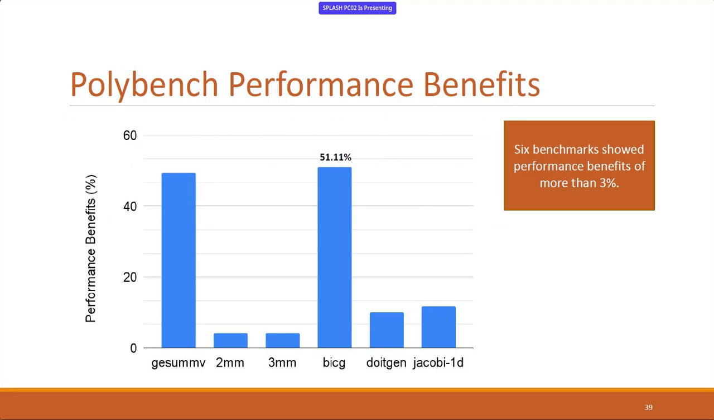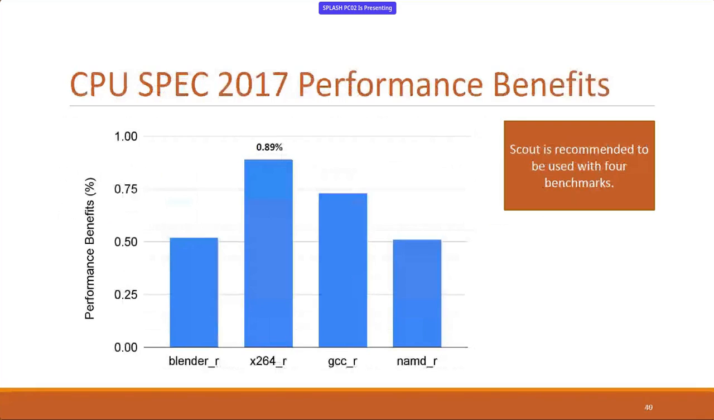We observed a maximum performance benefit of around 51% for one of the Polybench benchmarks. This graph indicates the performance benefits of Spec benchmarks. We recommend using Scout with the 4 benchmarks shown in this graph. For these 4 benchmarks, the performance benefits were greater than the overhead of our custom allocator, and for the remaining benchmarks, it was not the case, as the overheads were more than the benefits. We observed a maximum performance benefit of 0.89% for one of the Spec benchmarks.